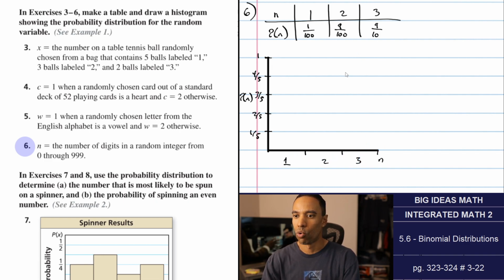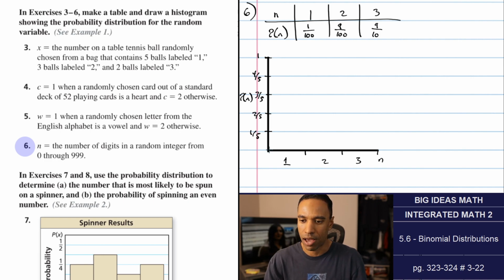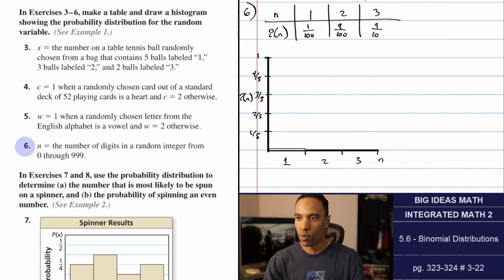So 1 is 1/100th. I'm just kind of making it what it is, but 1/100th, 1%, I've got to go 1/20th of the way up. So basically like that, 1/20 of the way up to 1/5. So that's just the 1%. 9/100ths, that's still not even halfway up to 1/5.